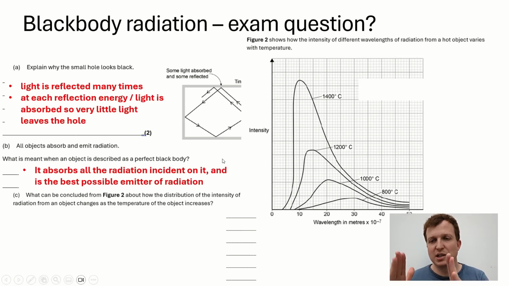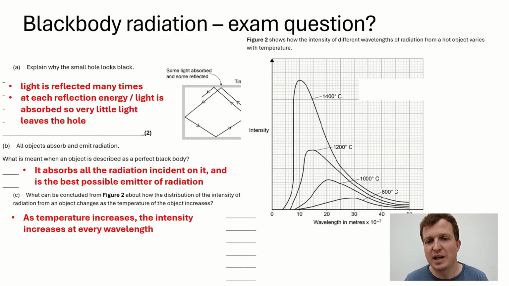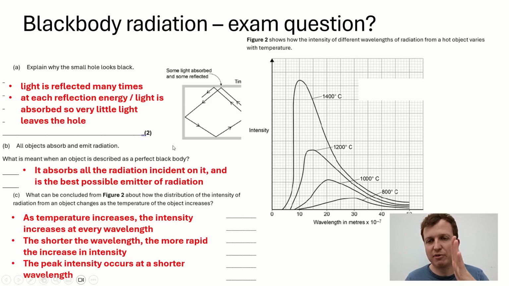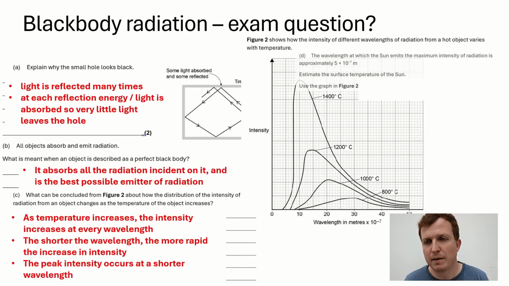So at different temperatures, we can see the peaks shift a little bit. So the maximum peaks will be lower, and also the intensity at hotter temperatures is always higher. So let's just put this in a couple of bullet points. We could say as temperature increases, the intensity increases for every single wavelength. They're all higher from this graph. The shorter the wavelength, the more rapid the increase in intensity. So it's a steeper curve on this 1400 degree graph. And then the peak intensity occurs at a shorter wavelength. So you see the peak for the 1400 degree one is a bit further along than the other ones.